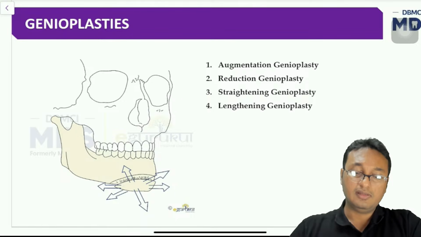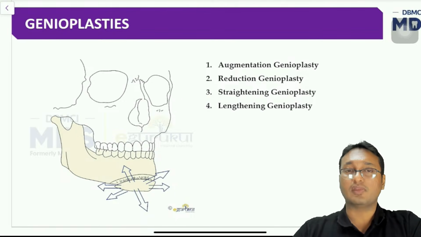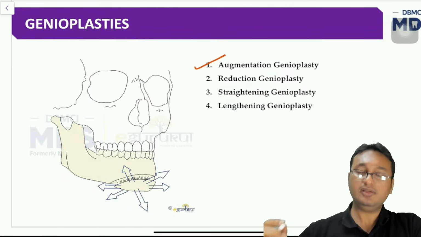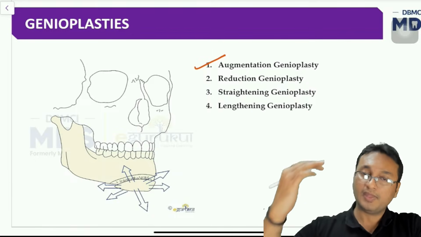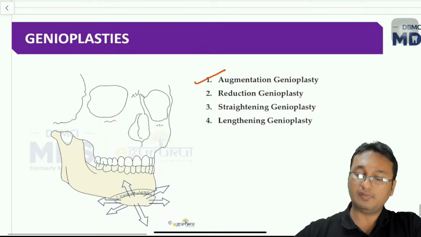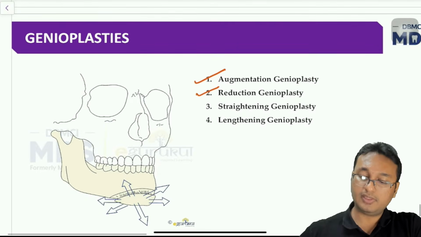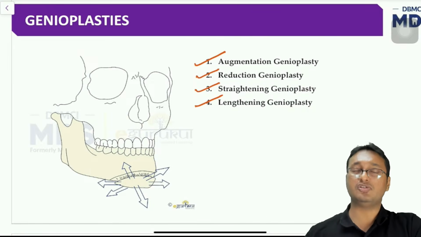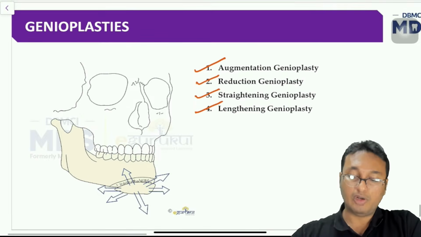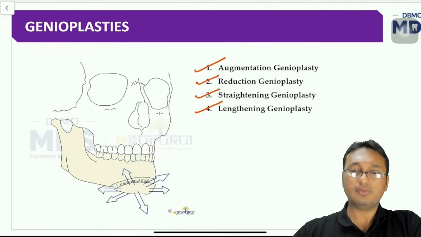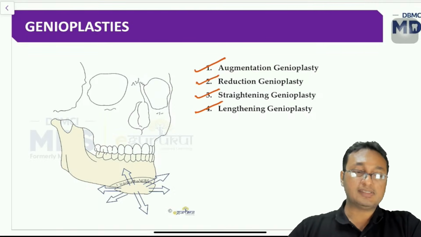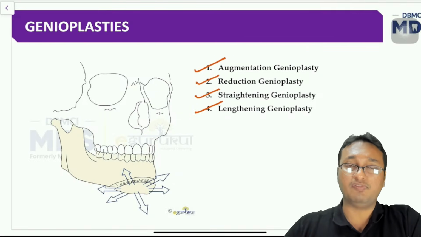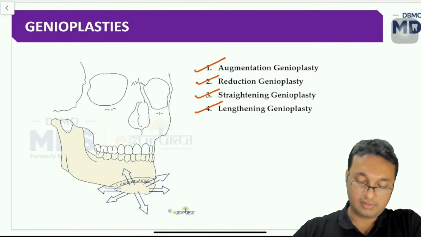So we have certain adjunctive surgical procedures which can alter the shape of the chin, which can augment the chin by a procedure called augmentation genoplasty, which can reduce the prominence of the chin by reduction genoplasty. Then we have a straightening genoplasty and we have a lengthening genoplasty. There are different sub-classifications of these main classifications as well. So I'm not going into much detail right now. All you should know is that genoplasty is an adjunctive surgical procedure to improve the cosmetic quotient of the face of a patient. Okay.